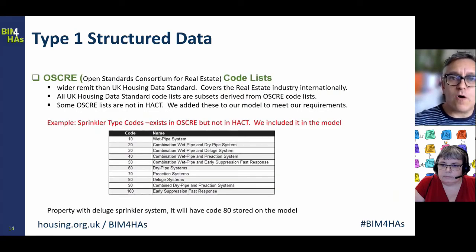There are things that were taken from the Open Standards Consortium for Real Estate, OSCAR is the acronym, that were not in the UK Housing Data Standard, where we've added them because they're for automatic fire suppression systems. And here's some additional code. So there's probably no need to belabor the point about the codes and how it works, but just to describe a little bit more about what's in the particular data model.